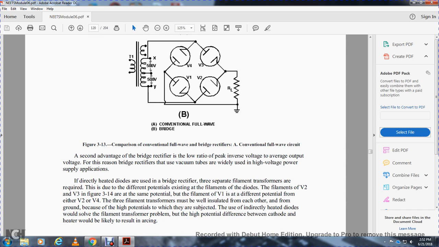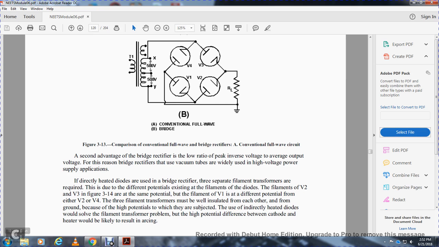Your second advantage of the bridge rectifier is the low peak inverse voltage relative to the average output voltage. For this reason, bridge rectifier vacuum tubes are widely used in high-voltage power supply applications. Directly heated diodes in the bridge rectifier require three separate filament transformers because of the different potentials of the filaments. The filaments for diode 2 and diode 3 in figure 3-14 are at the same potential, diode 1 is at a different potential, and so is either diode 2 or diode 4. The three filament transformers must be insulated from each other and from ground because of the high potential with which they are subjected.